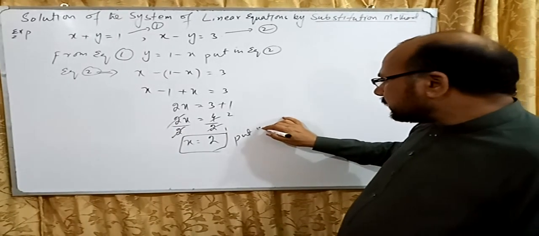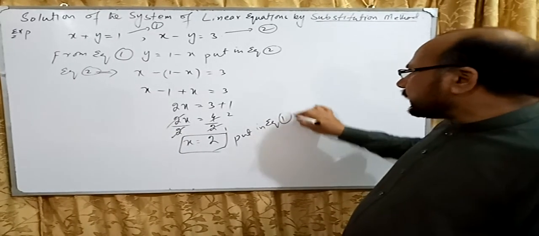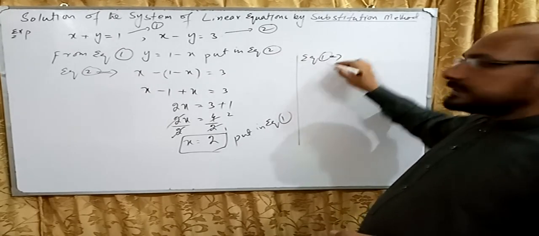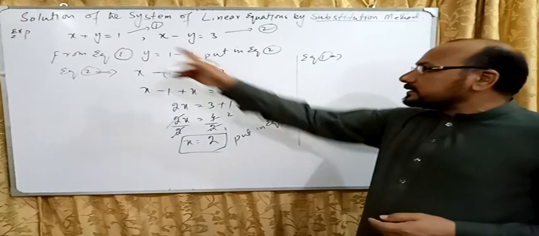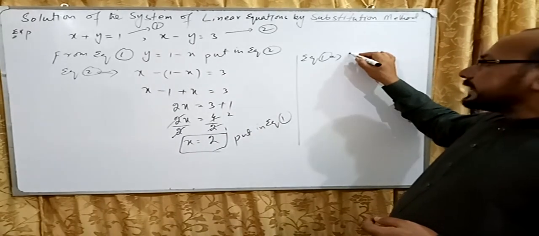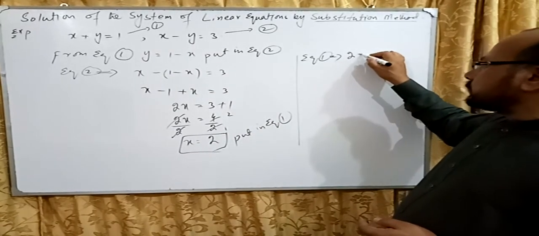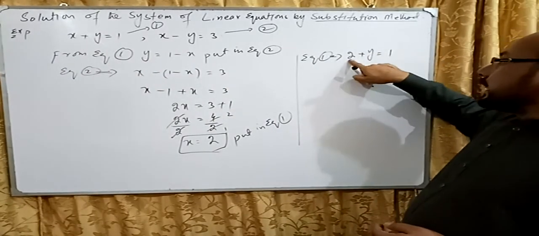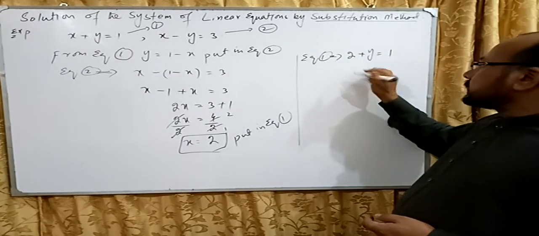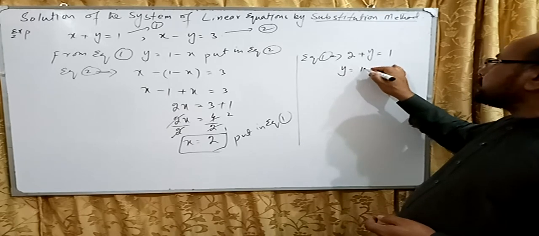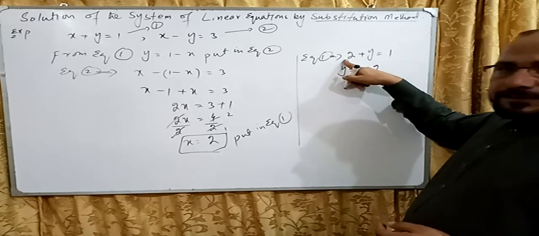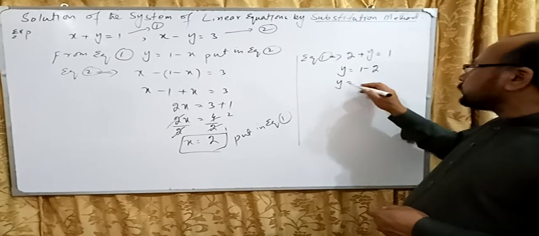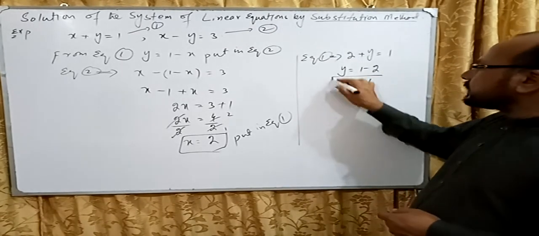Put in equation 1. So equation 1 will become like this. Instead of x I will put 2, plus y will remain unchanged, equal to 1. Now shift 2 to the other side. So y equal to 1 minus 2. This is plus 2 when we shift it, so it will become minus 2. Now y equal to 1 minus 2 means minus 1.